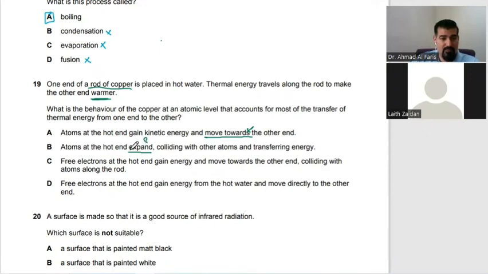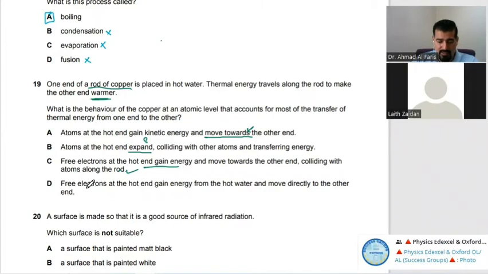Thank you, Muhammad and Mariam, for the answer. Yes. C, free electrons at the hot end gain energy and move towards the other end, colliding with atoms along the way. I think this is the correct answer. Free electrons at the hot end gain energy from the hot water and move directly to the other end. Directly, not necessarily. So the answer is C.